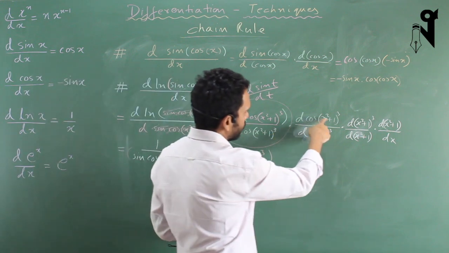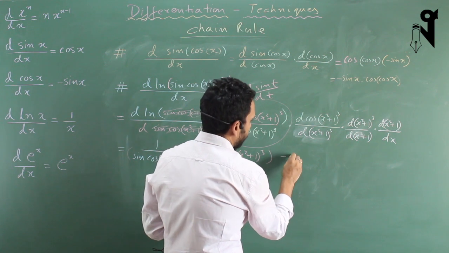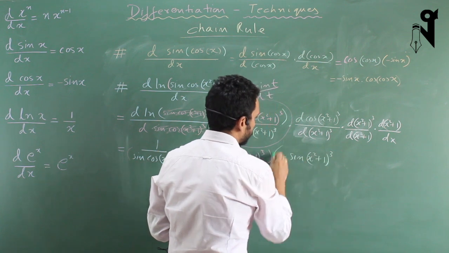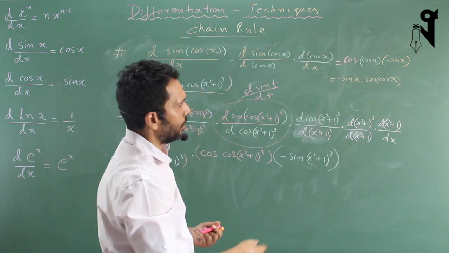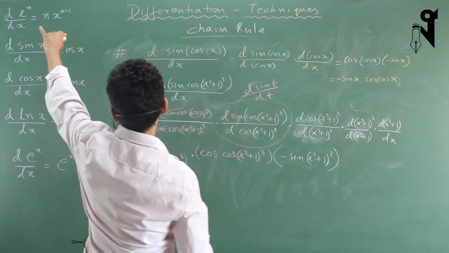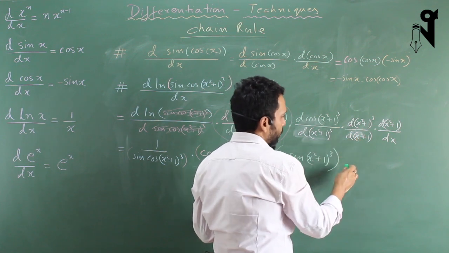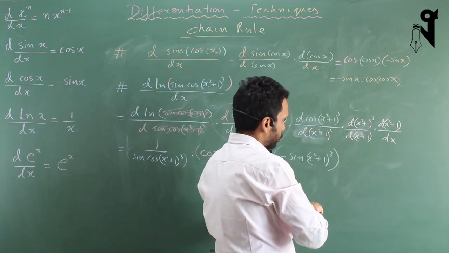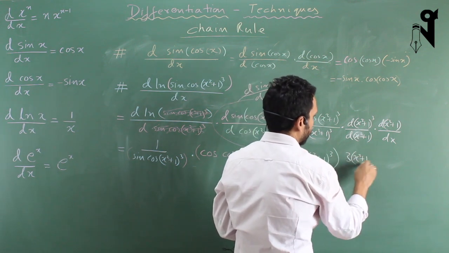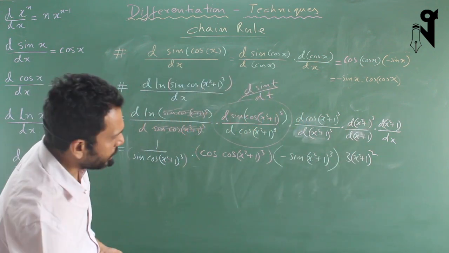What about this thing? Cos of something with respect to that thing is a minus sine of that thing. So minus sine x square plus 1 whole cube. This is giving me that answer. What is this? It's something cube. So the formula is similar to the first one: something cube with respect to that thing will be 3 times that thing square. That is this one and the last one.